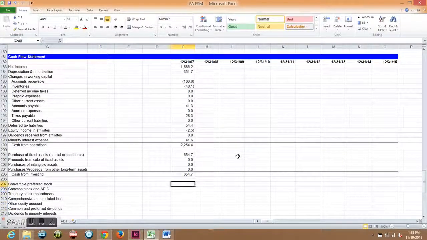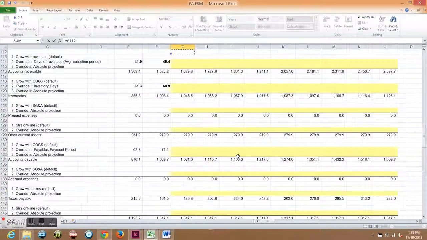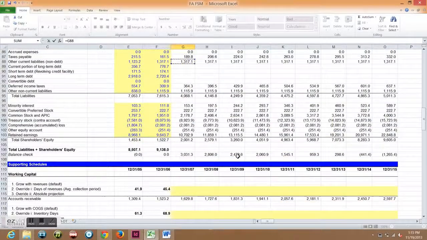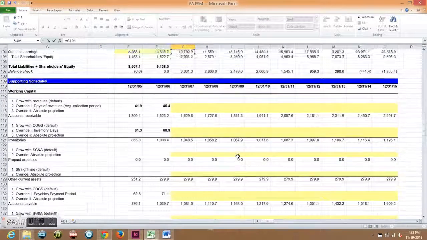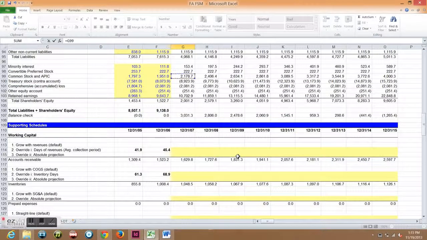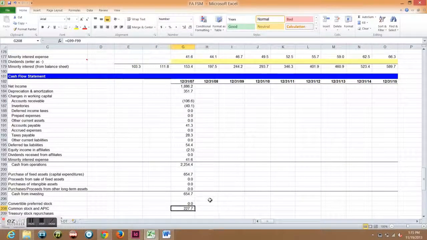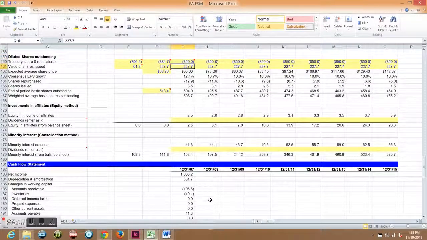There. Now, convertible preferred stock. Okay, what we're going to do, we're going to go to our equity side now, and we're going to take our current year subtract our previous year. So this is going to be a 0. Common stock and APIC is going to be this number subtract by that. And see what happens. You have 227.7. This number is similar to this number, right? Now, why is it the same? Well, that's how we grew our common stock, is by the issuance of stock.